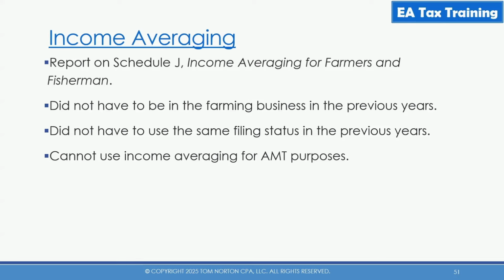In order to do this, you report on Schedule J, income averaging for farmers and fishermen, and you do not have to be in the farming business in the previous years in order to take advantage of this. And you did not have to use the same filing status in the previous years. However, you cannot use income averaging for alternative minimum tax purposes.